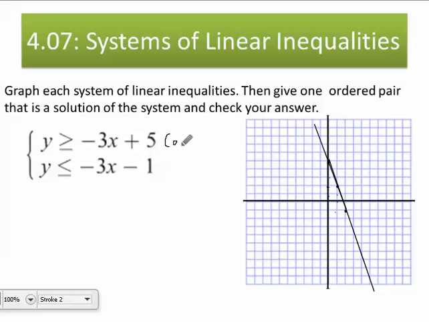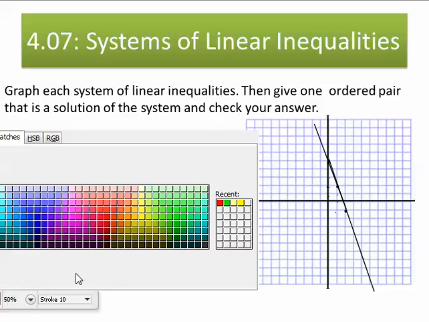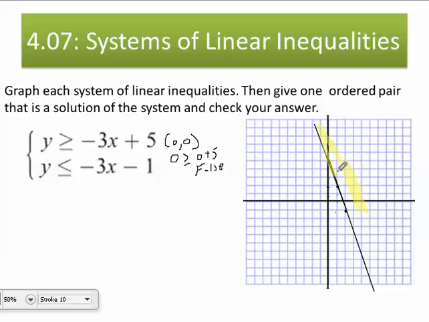If I stick the point 0, 0 in, I get that 0 is greater than or equal to 0 plus 5, and that's false. So that means I need to shade on the other side of where 0, 0 is located, which means I'm shading over here. See how I'm picking what side to shade, right? Okay, so let's do the other line, the other inequality here.